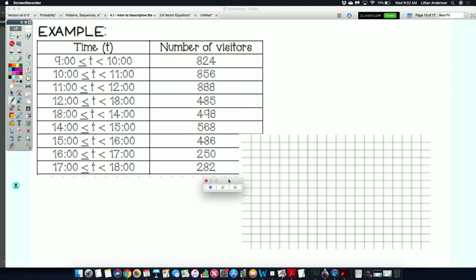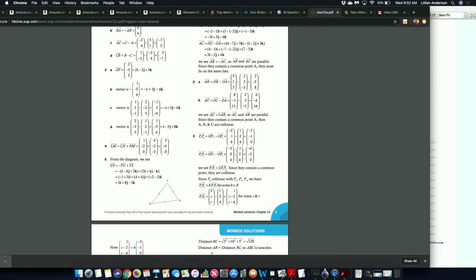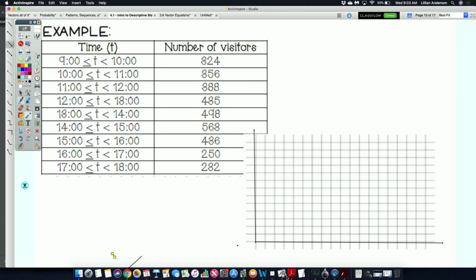And so when you are creating your histogram, you want to make sure, just like when you're doing any type of graph, that when you create your axes, you want to label them. Considering that we are dealing with time here, it starts at 9 o'clock. We don't have any negatives, and all of our number of visitors are positive, so we're only looking at a positive axis. And then you pretty much just create a graph.